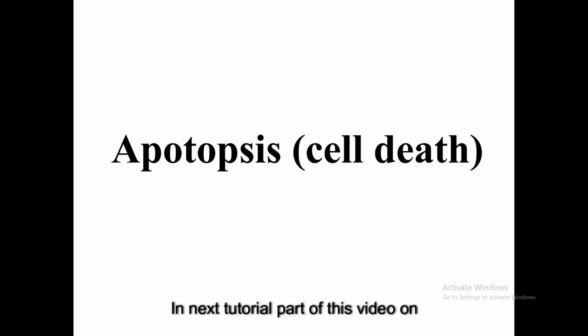So welcome guys to the next tutorial part of this video on apoptosis, and we have already discussed the definition of apoptosis. We know that apoptosis can be defined as a natural biological process of programmed cell death in which cells destroy themselves for maintaining the smooth functioning of the body. So basically, cell death can take place by two processes: one is apoptosis and one is necrosis.